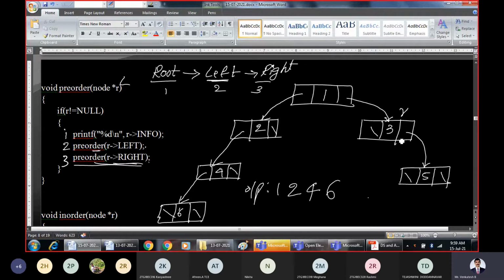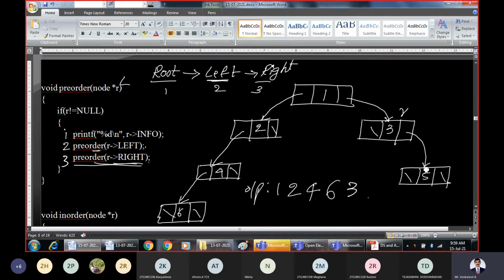So when I am present at the root node, and now the node 3, this becomes the new root node. Whenever you are present at a node, apply the rule. What does the rule say? Root, left, right. That means first you print it. Root is printed, then left. For this 3, there is no left subtree, no need to go there. Then go for the right subtree of 3.